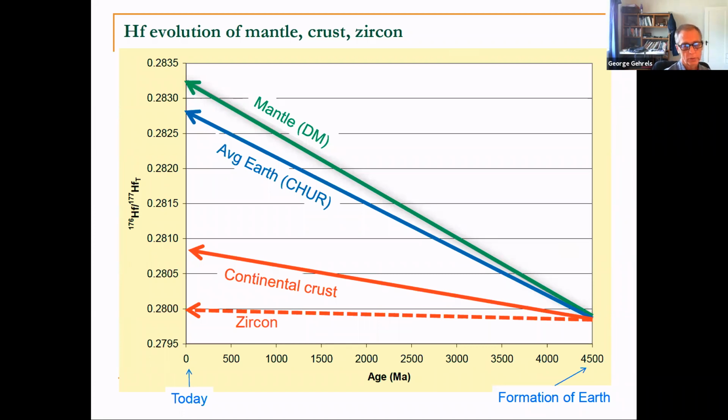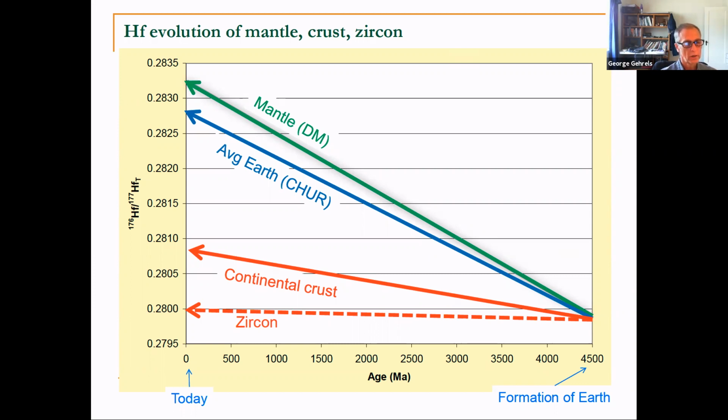Geochemists like to, when they talk about how the mantle and the crust are behaving, put those two reservoirs together into what they call the average Earth, or the bulk silicate Earth, or the chondritic uniform reservoir. And so that's the blue line on here.